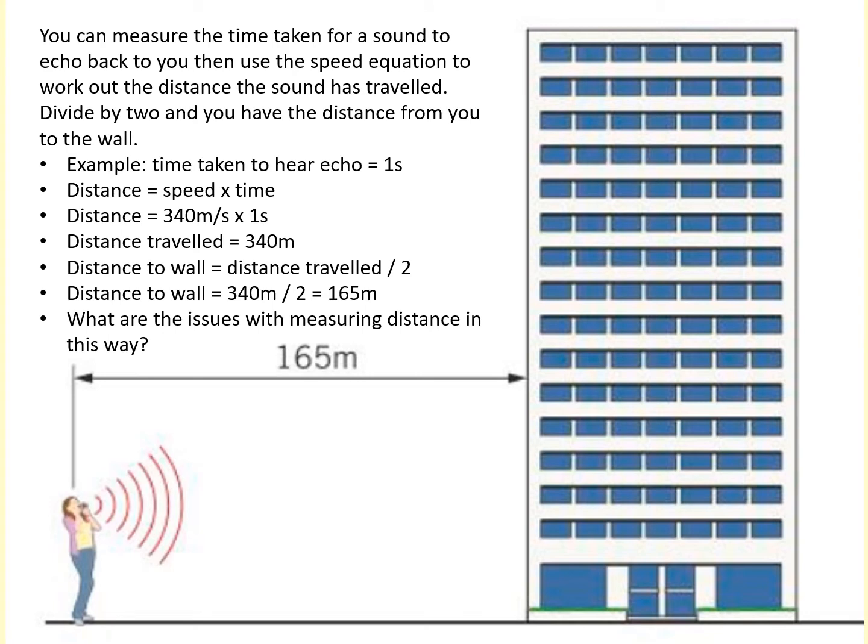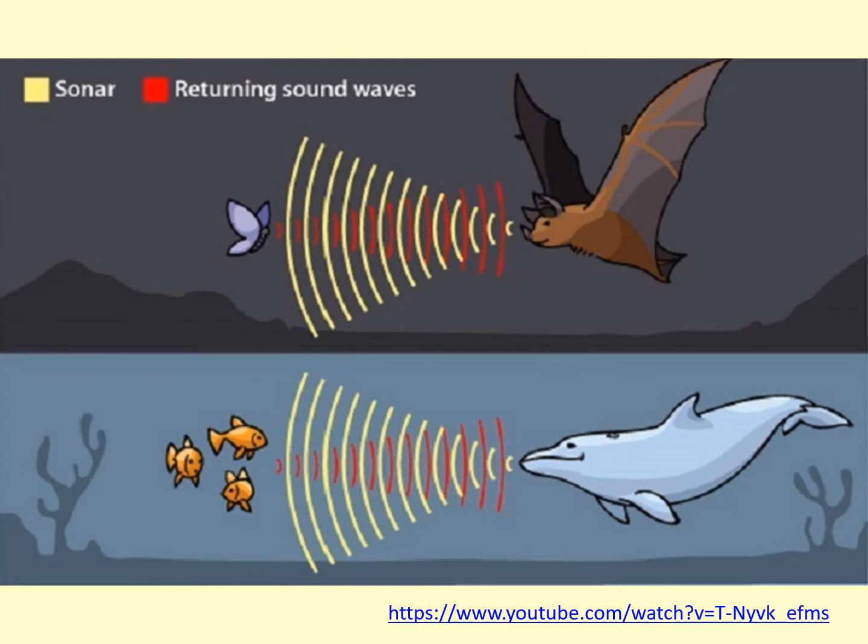And I've just explained them. However, bats and dolphins are really, really good at using this principle to sense the world around them.